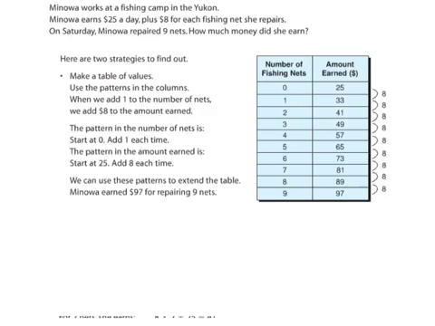All right, so we could use a table to assist us. Here we have the number of fishing nets and the amount earned. For 0 nets, she has $25 because she earns the $25 a day, plus $8 for each net, and she's repairing 9 of them. So for the first net, add 8, second net, add 8, third net, add 8, and so on. Then we would continue extending the table, and we would realize that she would earn $97 on Saturday after the $25 for the day, plus the $8 for each net that she's repaired.